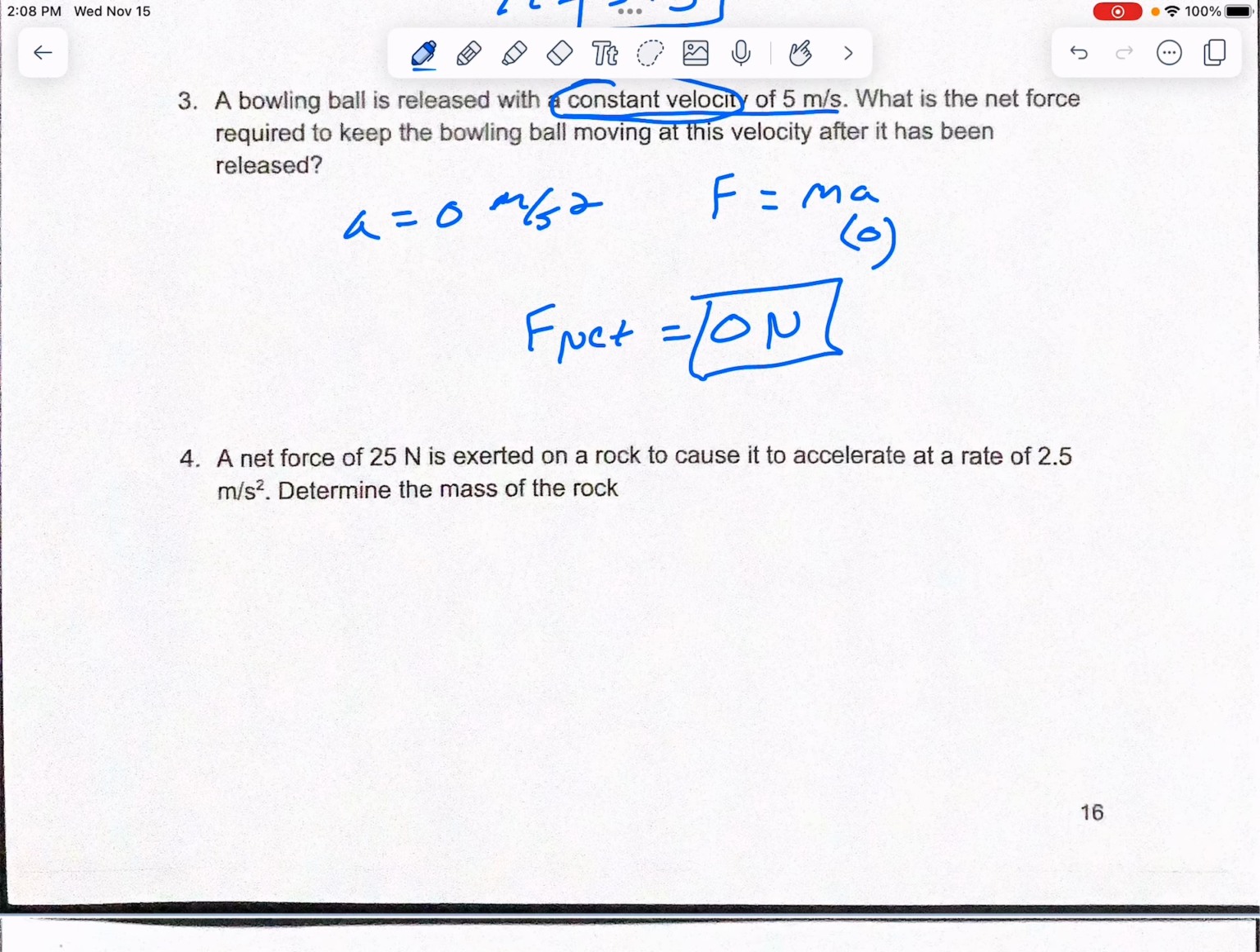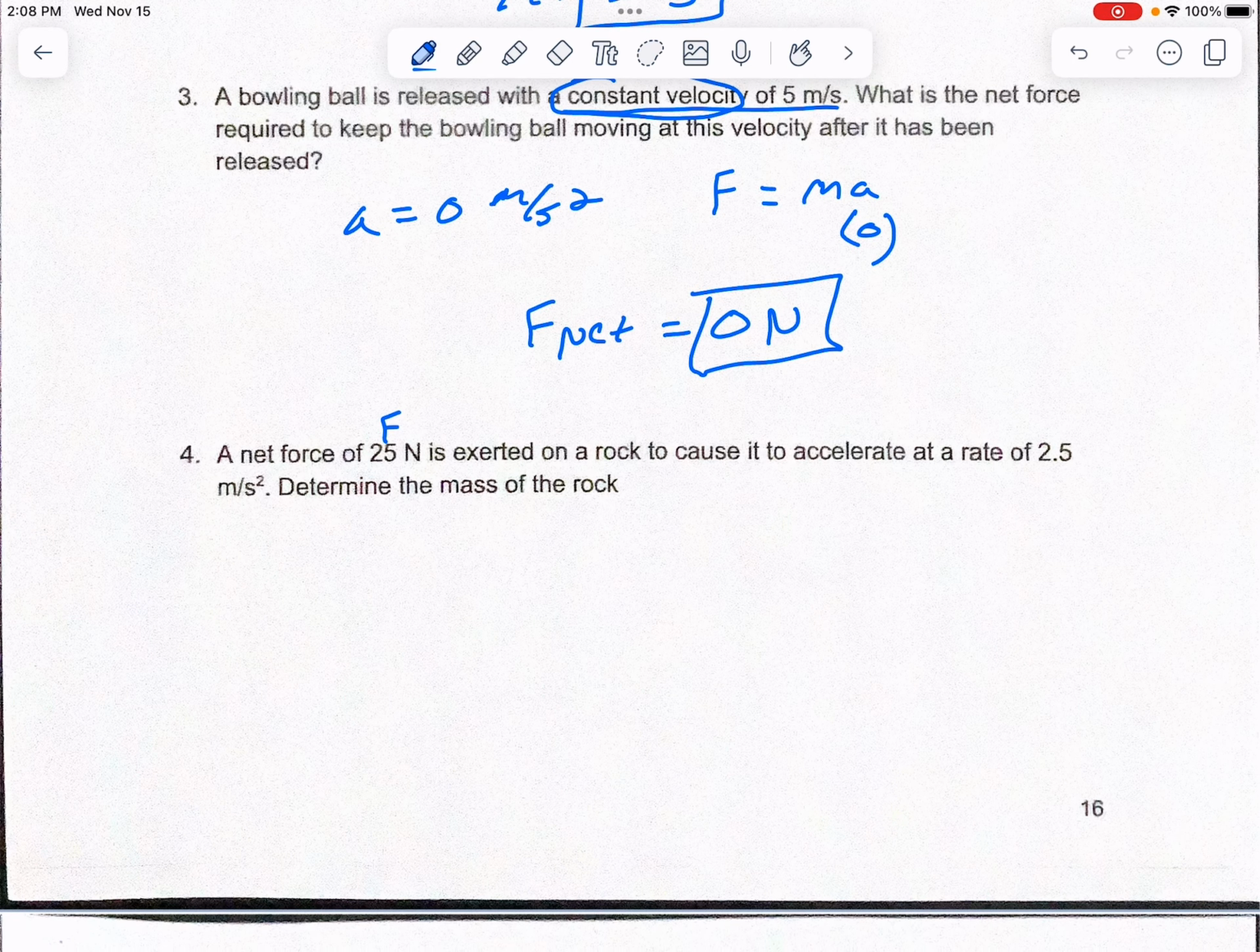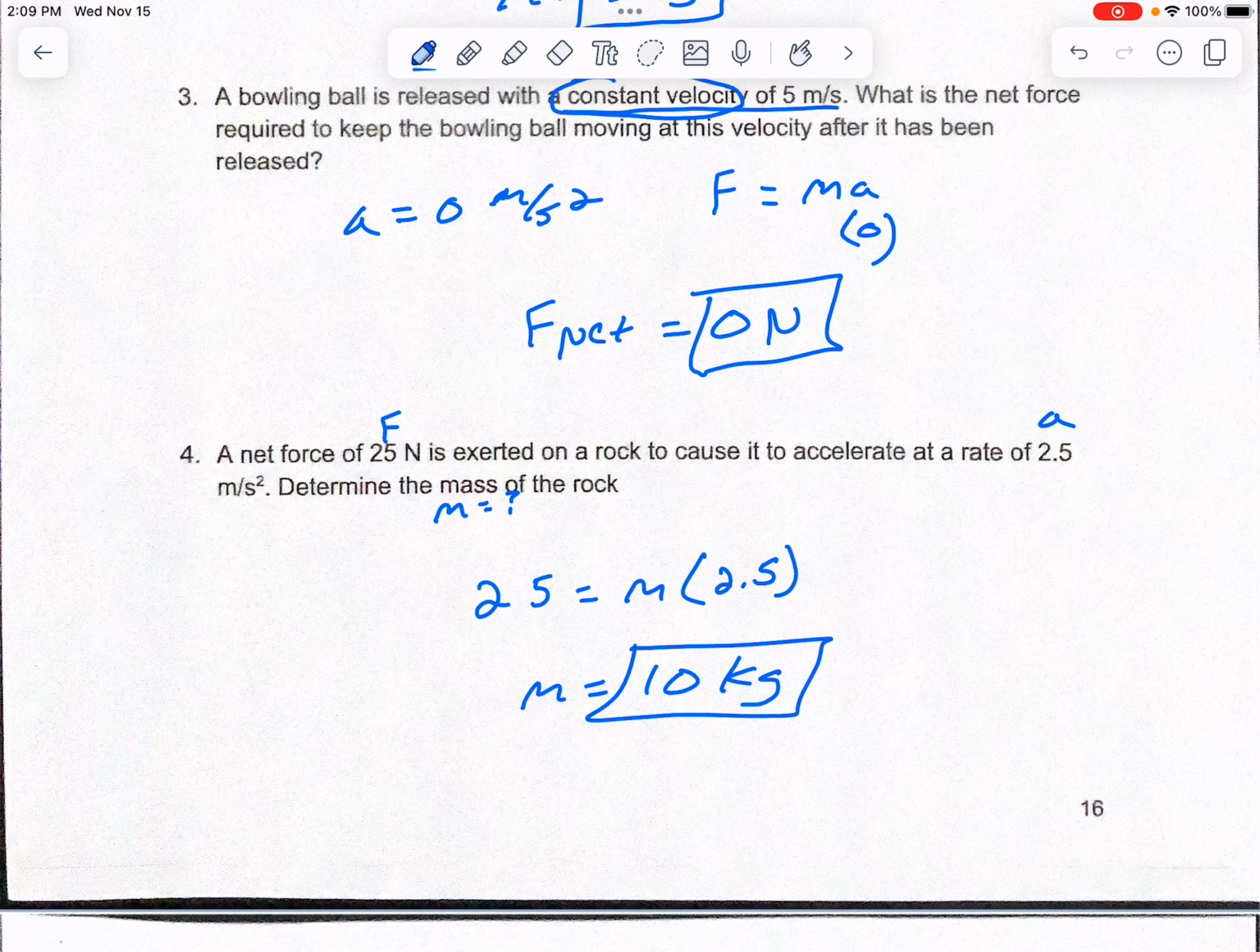Last one, number 4, a net force of 25 newtons, so there's your force, is exerted on a rock to cause it to accelerate at a rate of 2.5 meters per second squared. So there's your a. Determine the mass. So we're looking for mass. So 25 equals your mass times a, which is 2.5. So divide both sides by 2.5, and you get a mass of 10 kilograms. And that's it. That'll end that video.